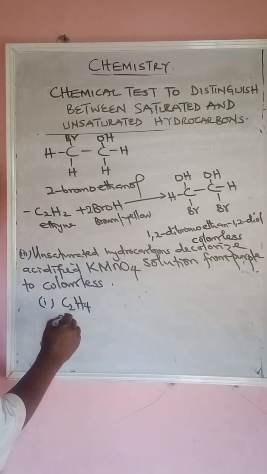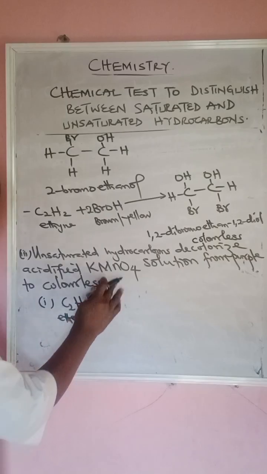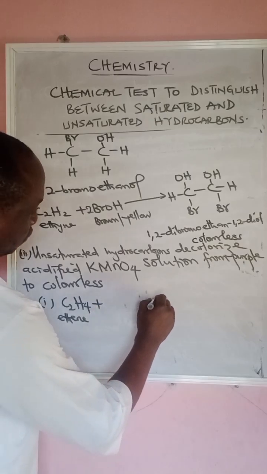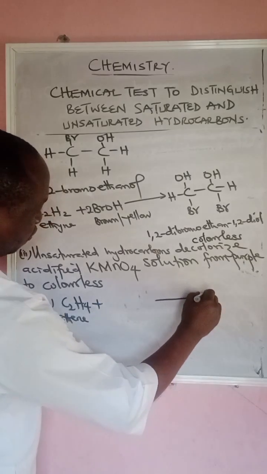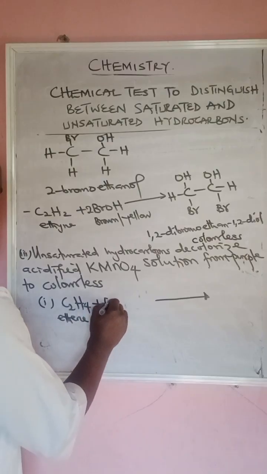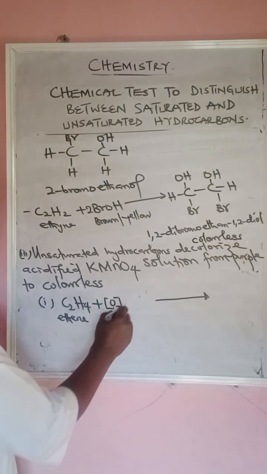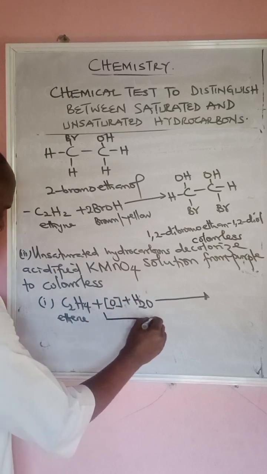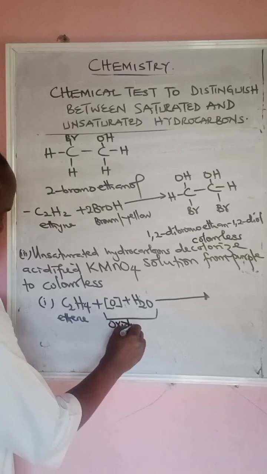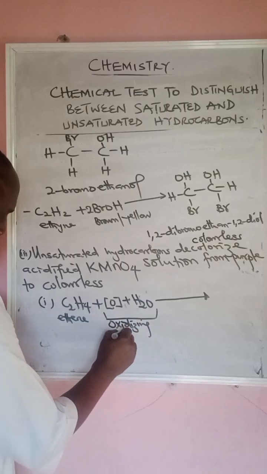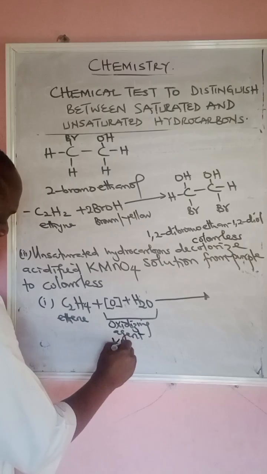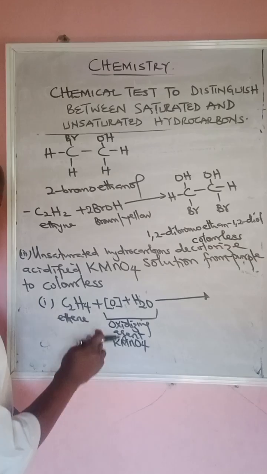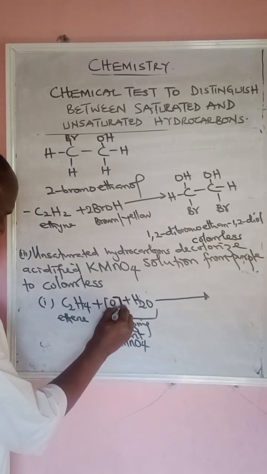So let's see the first one. C2H4, this is ethene. You are now reacting it with KMnO4 and water. This is how to represent it. This one represents the oxidizing agent, which is KMnO4. That's how to represent it. Can you see that? Oxidizing agent.